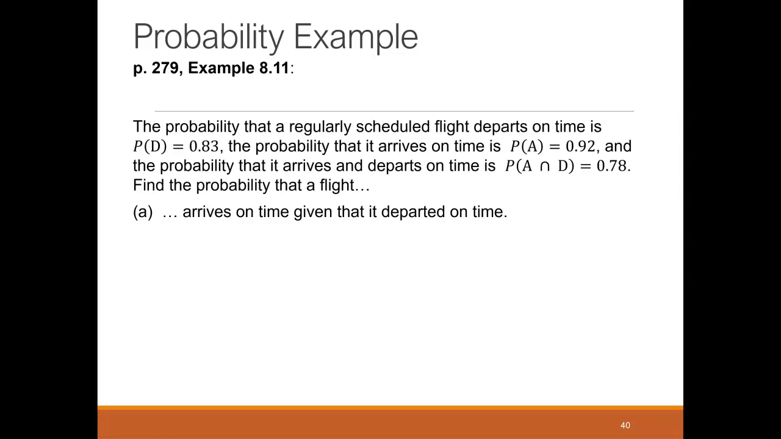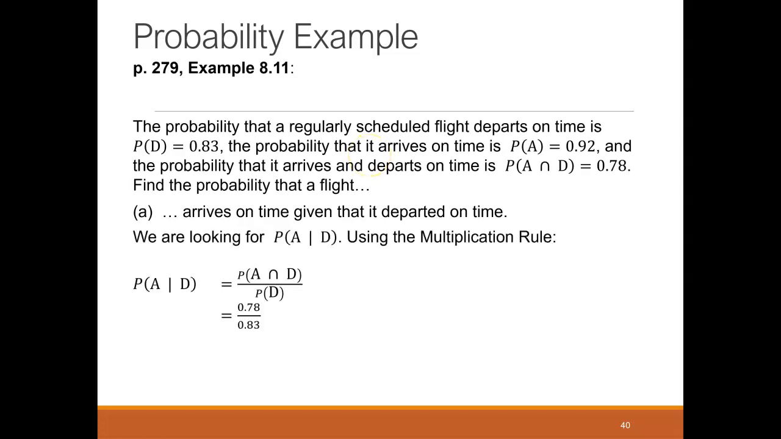So we are looking for the probability of A given D. Everybody agree? My conditional probability formula is the probability of A and D, which were given in the problem, divided by the probability of D, which were given in the problem. So I just stack them up, plug them in, and there we go. Does that feel good?